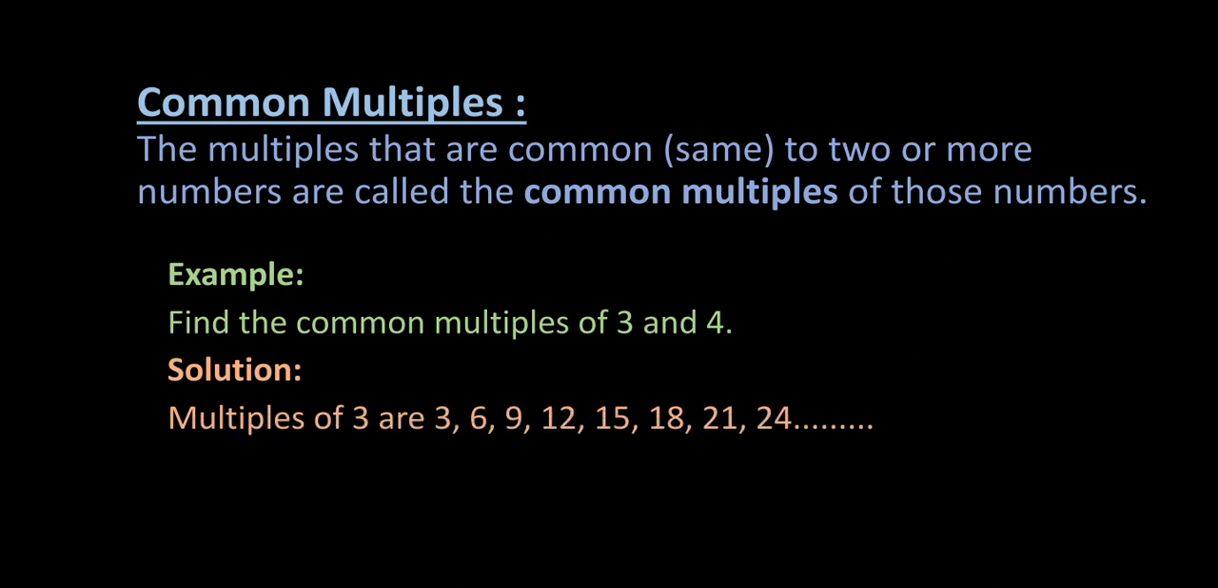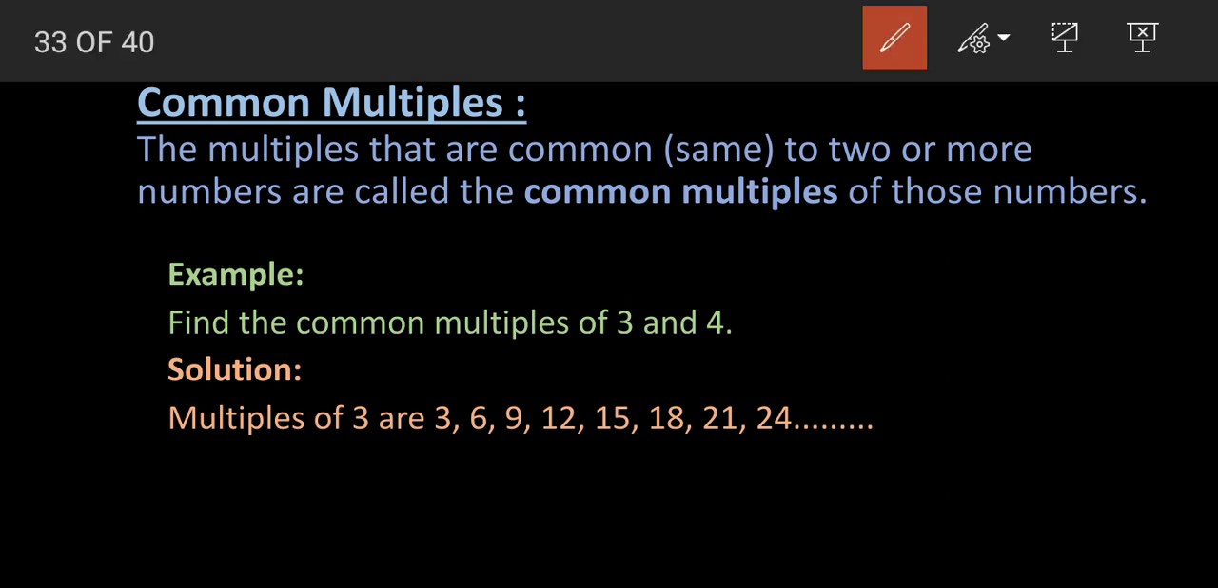First you have to write the multiples of the first number, that is 3. So multiples of 3 are, you have to write the multiplication table of that number: 3 1s are 3, 3 2s are 6, 3 3s are 9, 3 4s are 12, 15, 18, 21, 24. All these are the multiples of 3.